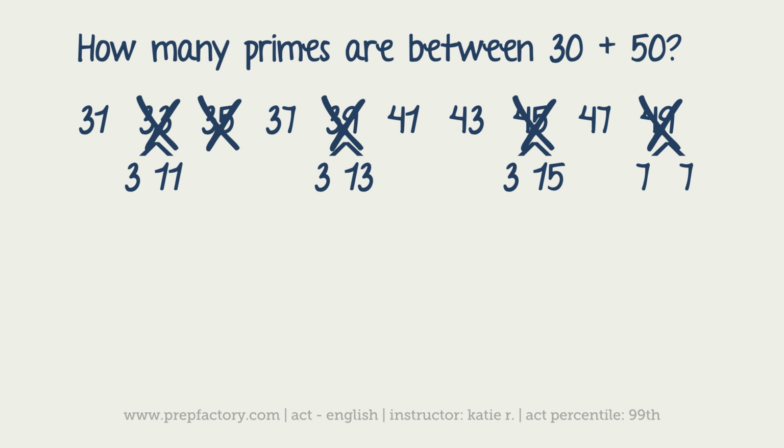So if it were to ask me how many primes are between 30 and 50, I would say there are 1, 2, 3, 4, 5. 5 primes.